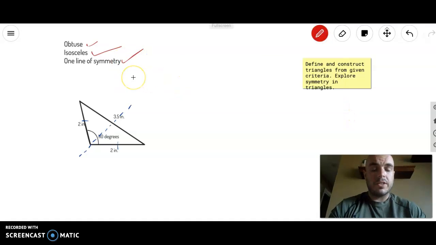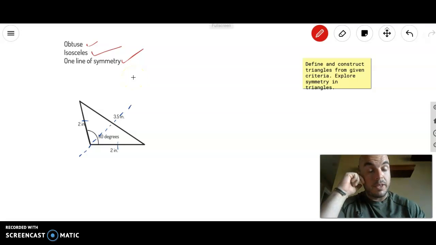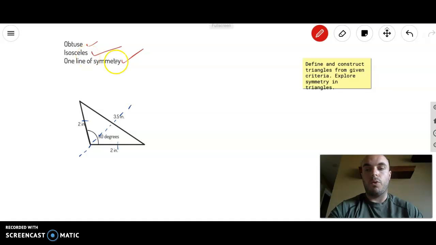There are a lot of variations of this. You could ask me for an acute, a scalene, or even an equilateral triangle where all of the sides are the same. More often than not, you're only going to have one or two lines of symmetry, with the exception of an equilateral triangle. An equilateral triangle, I believe, can have 3. But most of the triangles you have will have either none, 1, or 2, but really no more than 3.